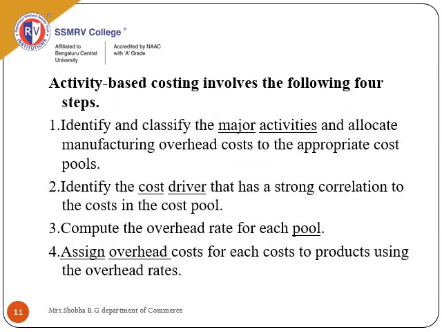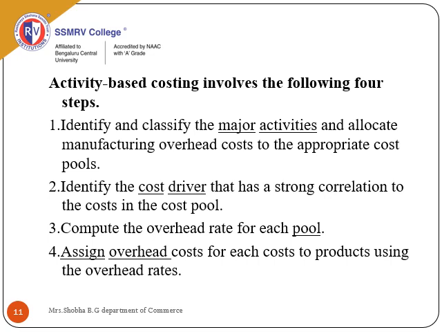Activity-based costing involves the following 4 steps. The first step is identifying and classifying the major activities and allocating the manufacturing overhead cost to the appropriate cost pools. It means when we allocate the overhead, first of all we need to identify the major activities. For example, purchasing, storing, machining or supervising, these all come under the category of cost pools or activities.